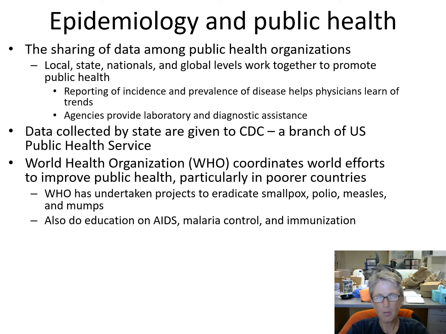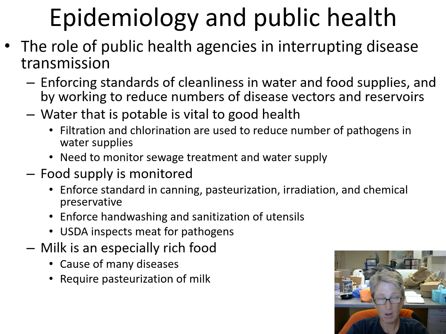Epidemiology and public health. You want to share data among public health organizations so we can better track diseases. You collect data by the state, you give it to the CDC, and then the CDC can give it to the World Health Organization. And we can track and tame diseases. The role of public health in interrupting disease: public health enforces standards of cleanliness. It monitors the food supply. Milk is really a rich food, so it can cause a lot of diseases.